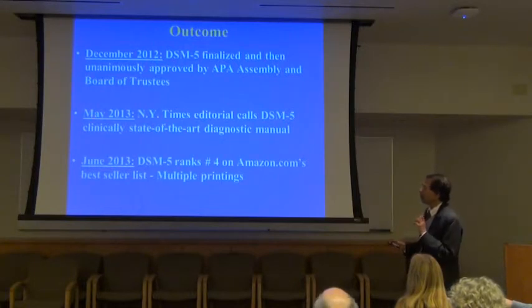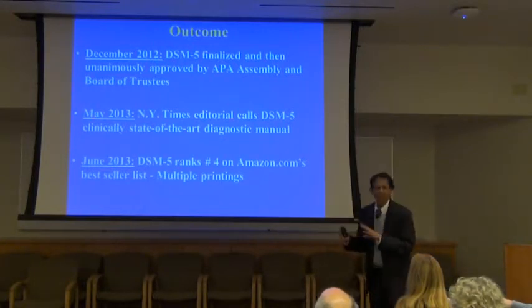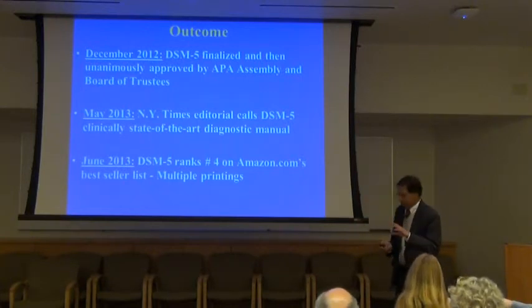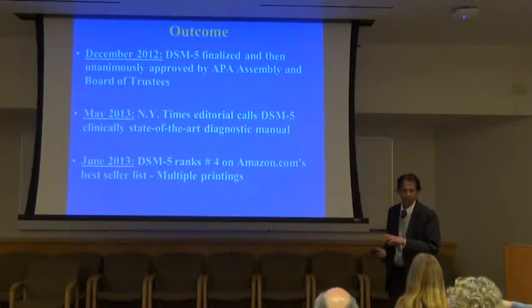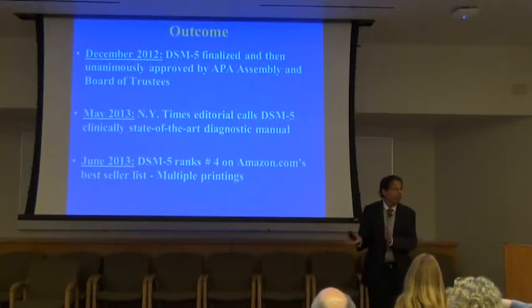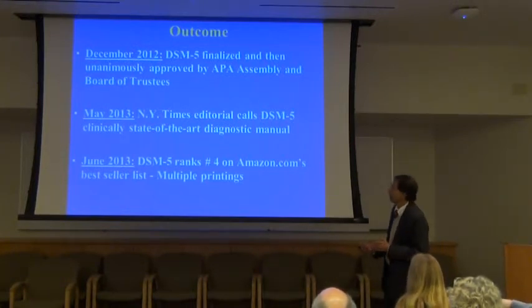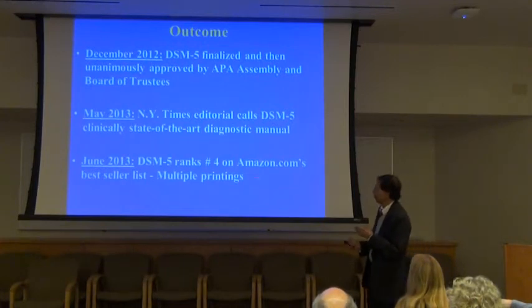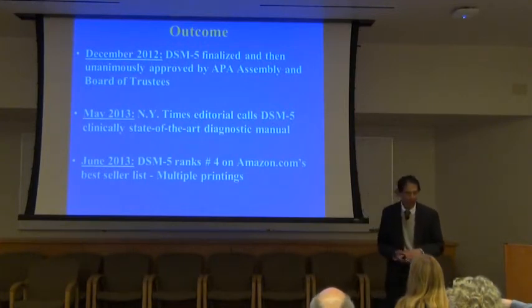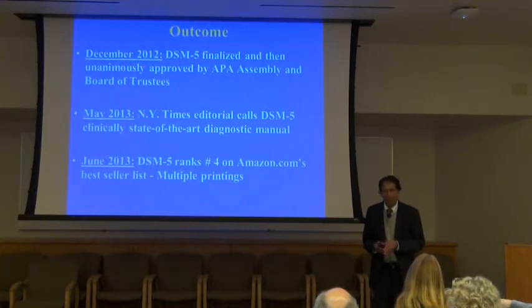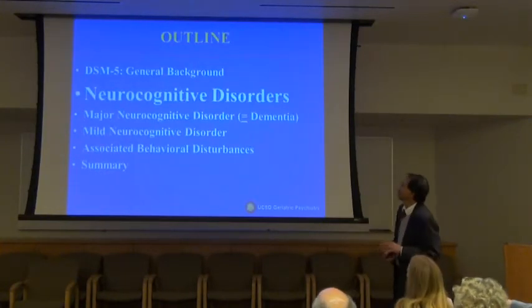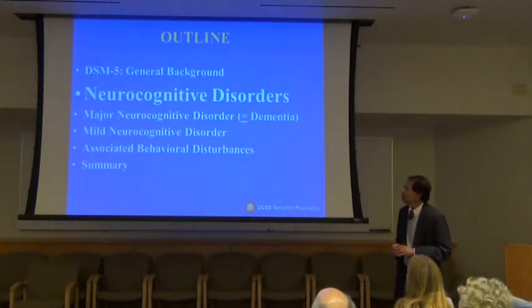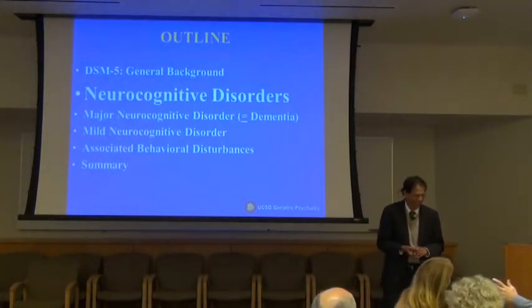In May, when it came out, the New York Times editorial criticized the DSM, of course, and APA, but it did say that the DSM-5 is a clinically state-of-the-art diagnostic manual. It said, this is the best we can do today. And now it ranks number 4 on Amazon.com's bestseller list, with multiple printings. I'm not getting anything out of that except for a free copy of the book.